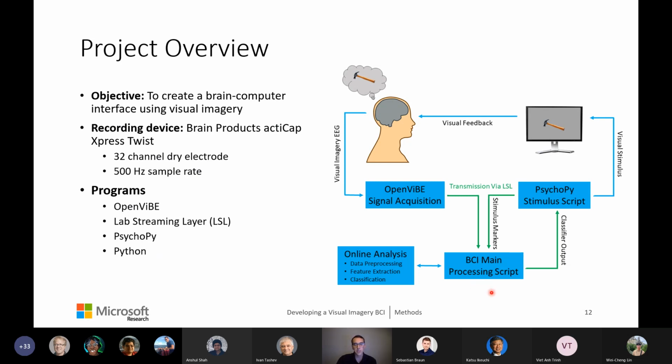So this main processing script is just taking in all that data, labeling it appropriately, and sending it over for online analysis, which carries through all the data preprocessing, the feature extraction, and the classification. And that classification result is sent back to the PsychoPy script to display the feedback. Now, most of the experiments that you'll see coming up are going to be offline analysis. So the only difference here is that we're not actually giving feedback to the PsychoPy script. It's just this main processing script saving all the data for offline analysis.